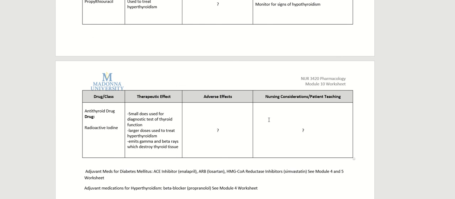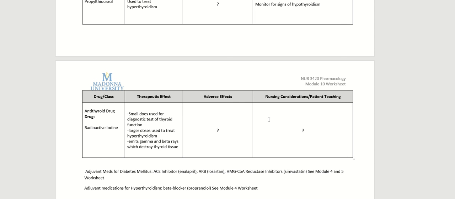And finally, the radioactive iodine. That is found on page 833 and 834 of your text. I wanted to make sure that you were aware of where you could find that, and that that medication actually will destroy thyroid tissue. So if we're destroying thyroid tissue, it would then cause hypothyroidism, which means that the patient would need to be on thyroid replacement therapy or the levothyroxine, and that would be probably lifelong therapy.